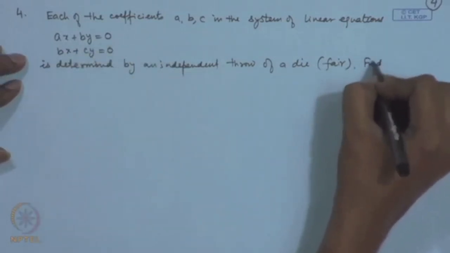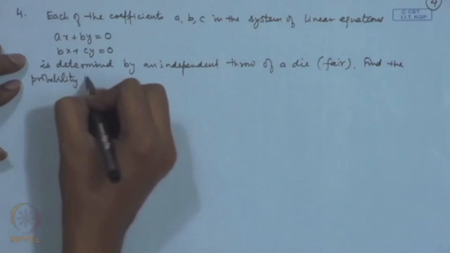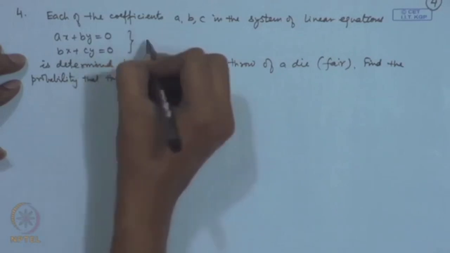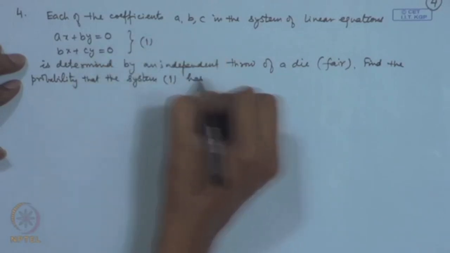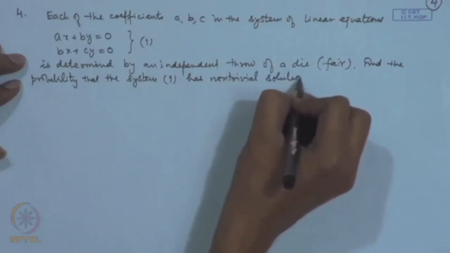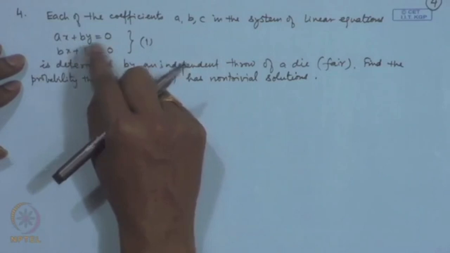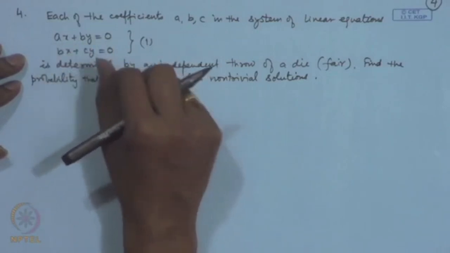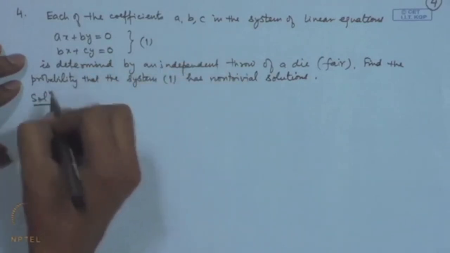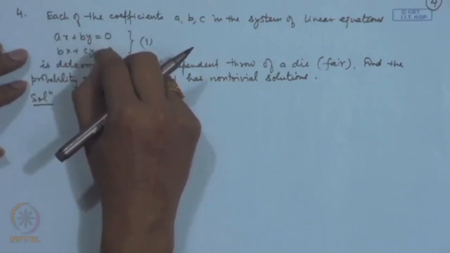Find the probability that the system, let me call it system 1, has non-trivial solutions. See, this system is a homogeneous system, therefore, x is equal to 0, y is equal to 0 will always be a solution. Now, non-trivial solutions are possible if the determinant of the coefficient matrix is 0.